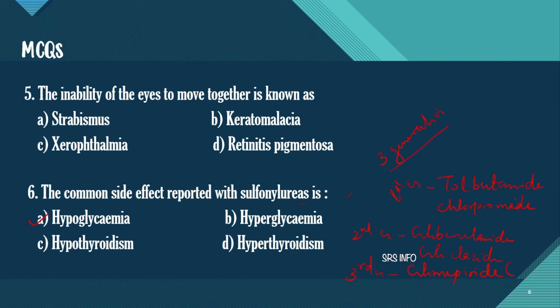Mainly sulfonylurea is used to treat diabetes mellitus type 2. One important thing to notice here is that it is not suitable to treat type 1 diabetes. Some other side effects of sulfonylurea: there is a possibility of weight gain, headache, hypersensitivity, and GI upset, gastrointestinal upset. These are other side effects of sulfonylurea. The main reported side effect is hypoglycemia.